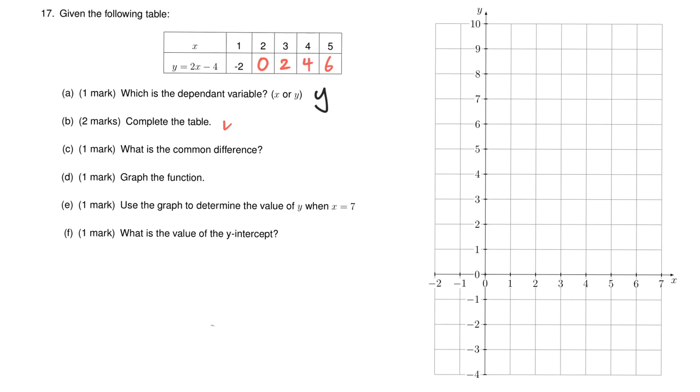The common difference, or the constant difference, is the amount that this value increases by each time. And I can see they're going up by 2. So the constant difference is 2. Because every time I go up 1 in my x, my y's increase by 2.